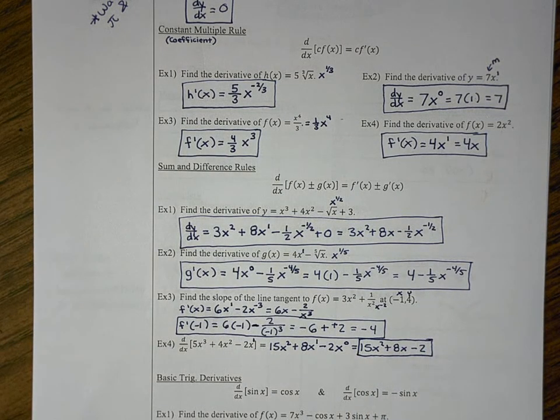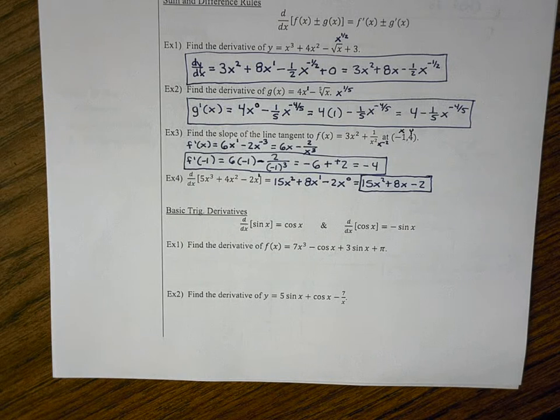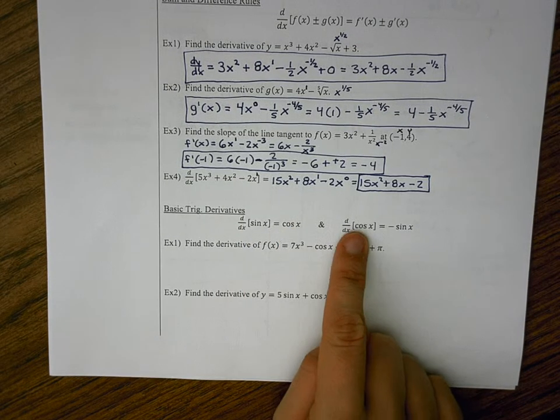Okay, the last bit here, your basic trig derivatives. We have 2 that we are memorizing today. You'll see these again in a later video as we look at some of our other trig derivatives, but the 2 basic ones that we are looking at today is that the derivative of sine is cosine and the derivative of cosine is negative sine.